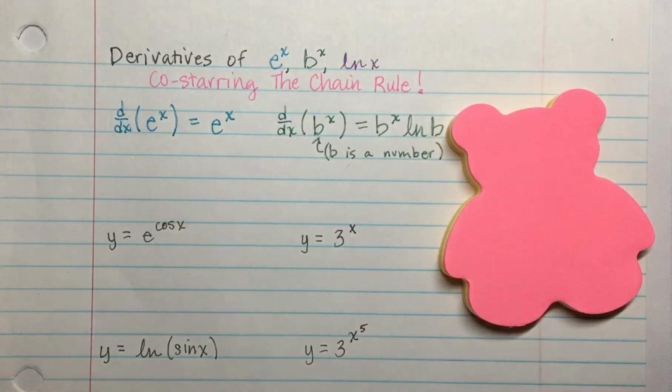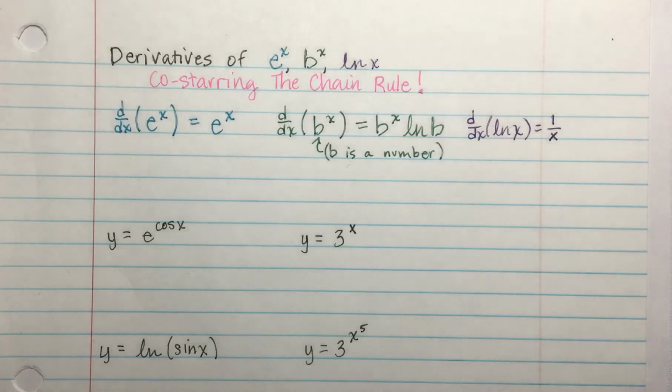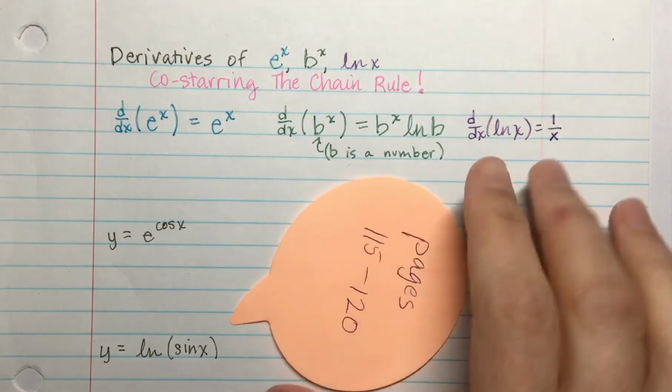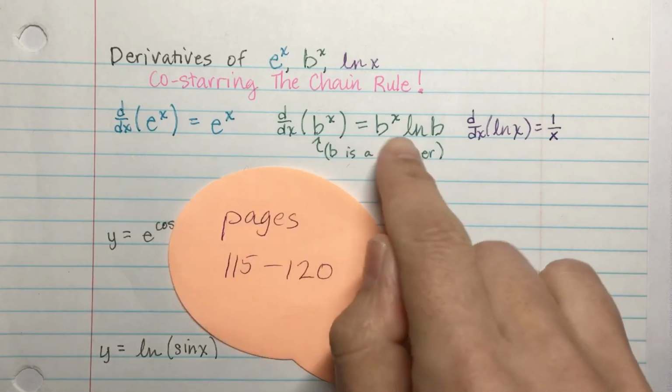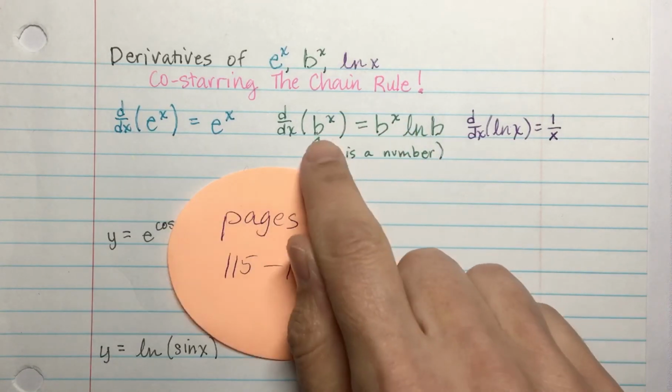Our second and third rules, I'm actually just going to give these to you. If you really want to know, go to pages 115 to 120 in the book to read where it all comes from. So basically, e to the x is a special case of b to the x, because b is just a number, so that could be a 3, it could be a 5, it could be anything.